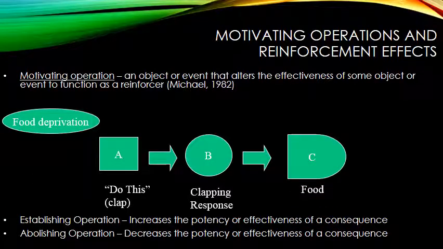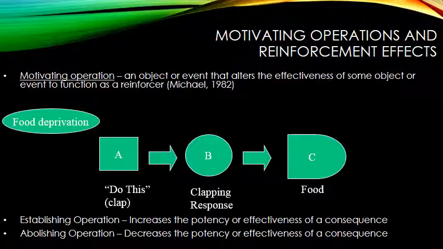It will only be effective if there's been food deprivation. So if they're hungry, then that food will probably function as a reinforcer. So having not eaten in a while or being deprived of food increases the effectiveness of food as a reinforcer. That is a type of motivating operation known as an establishing operation. This means that the motivating operation in place increases the potency or effectiveness of a consequence.